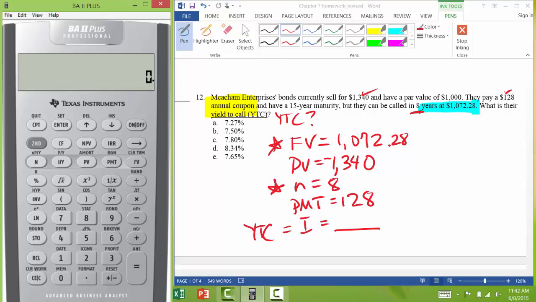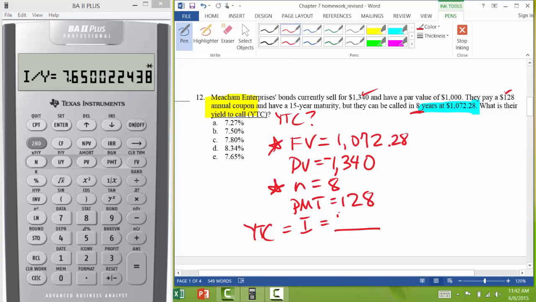So if I go over here at 1072.28, and that's my future value, and then 1340 negative is my present value, and then 8 is N, and 128 is the payment. And then I just hit compute I. So the yield to call is 7.65%.